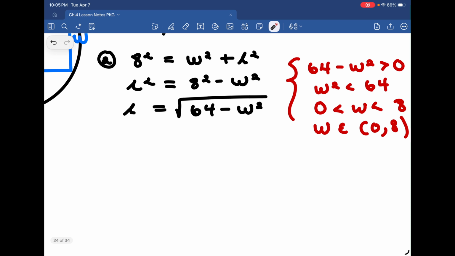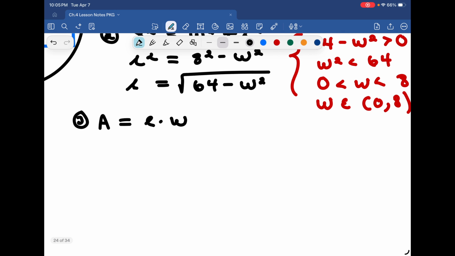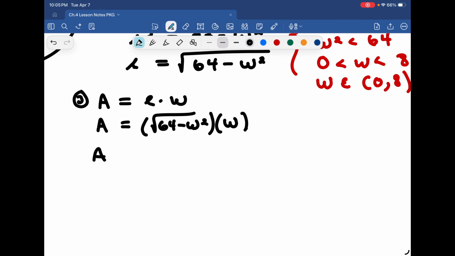what I'm going to do is figure out my area for this rectangle. We know that in step number 3 here, the area is equal to length times width. Now we can place it in one variable. A is equal to the square root of 64 minus W squared times the W that is on the outside. That means the area is equal to that statement, which involves product rule.